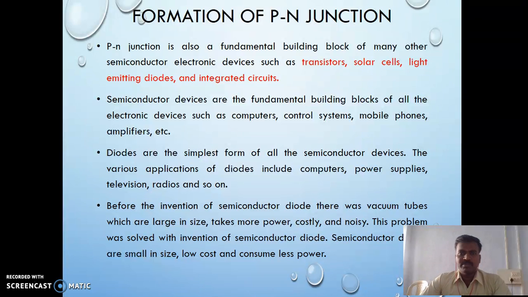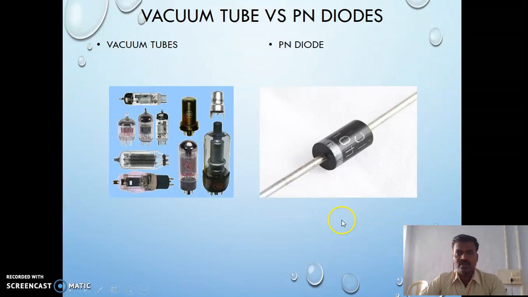After forming this PN junction, it is used in many applications like transistors, solar cells, light emitting diodes, and integrated circuits. This diode is used inside computers, power supplies, televisions, and radios. But before the invention of the semiconductor diode, there were vacuum tubes, which were large in size, took more power, and were costly and noisy. This problem was solved with the invention of the semiconductor diode. You can look at the picture of vacuum tubes and the PN junction diode.